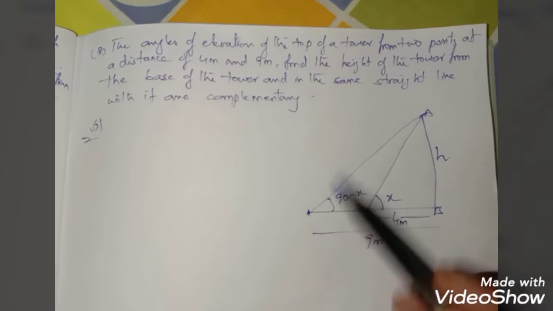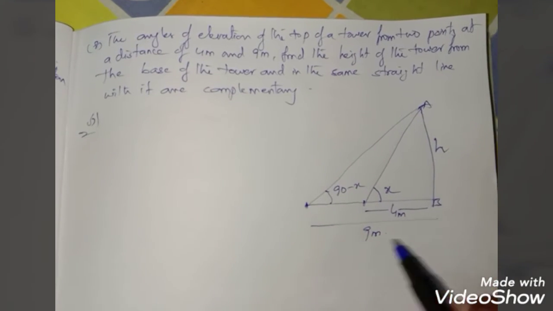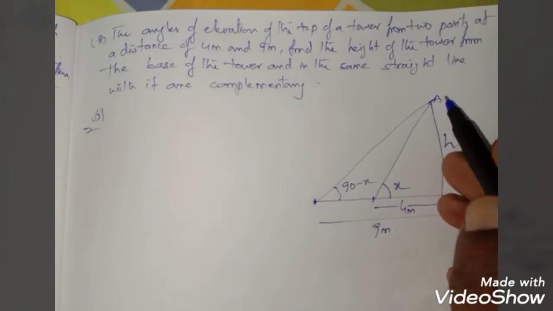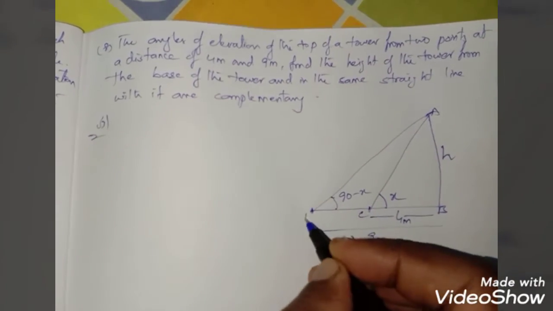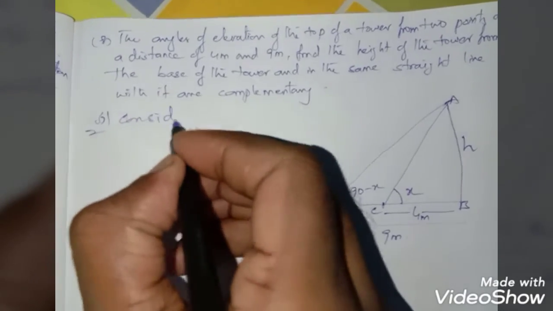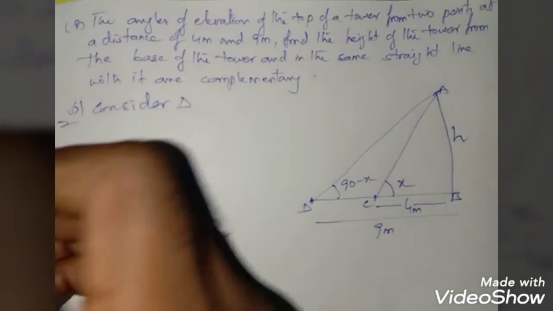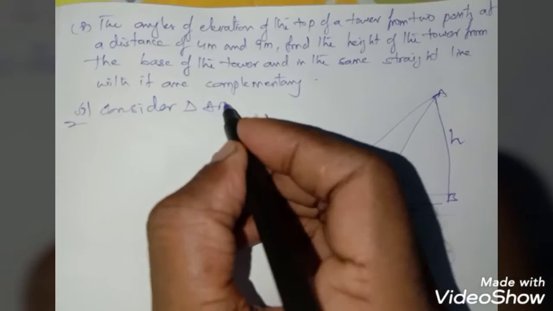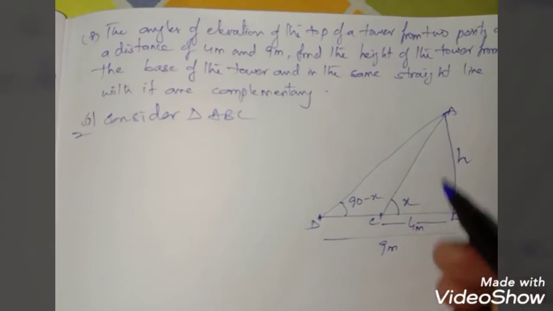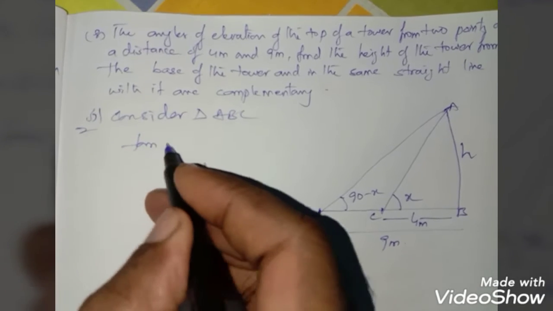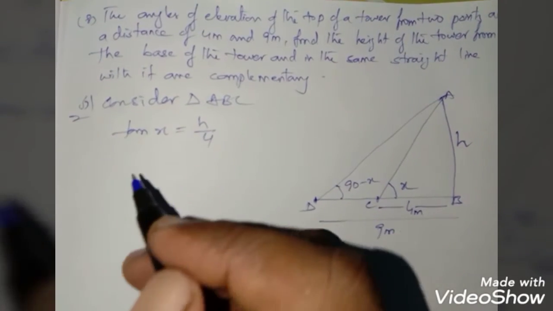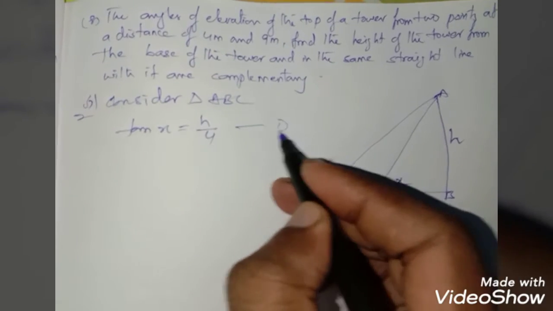Now by using these values, we have to find what x is and what h is. Now if I denote the points as A, B, this is C and this is D. Now consider triangle ABC. If I consider this triangle, we have the opposite side and adjacent side, that is tan x is equal to h by 4, right? So denote it as the first equation.